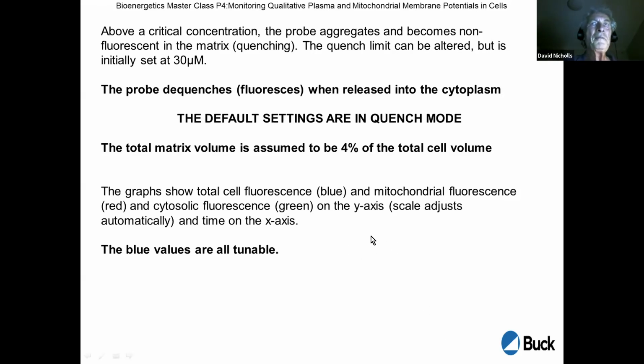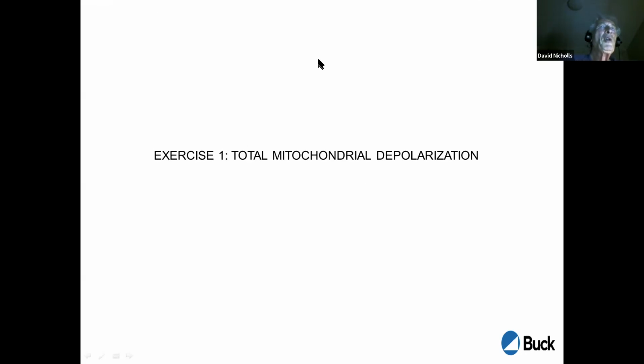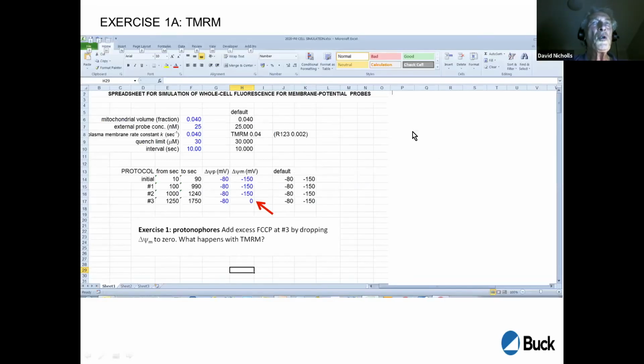Everybody okay so far? First thing we're going to do is add a bucket of FCCP. We're going to depolarize the mitochondria in these cells. We're going to be fairly careful. It's not going to affect the plasma membrane. I told you earlier that too much FCCP collapses the plasma membrane, but we'll keep the membrane potential the same. So what we're going to do is change the mitochondrial membrane potential at number 3. We're going to change this to 0. And that's the first part of the exercise.